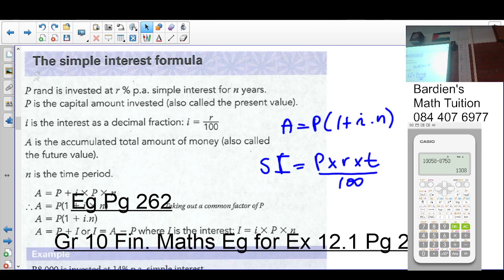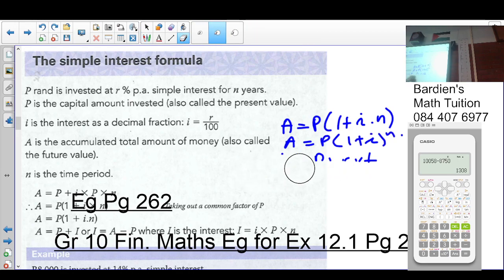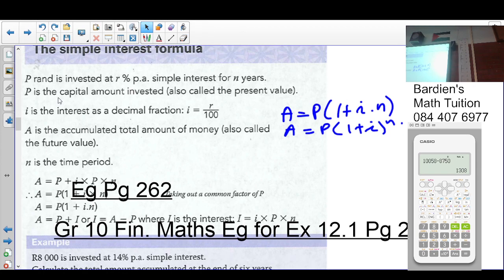Were you exposed to the compound interest formula? What's the compound interest formula? A is equal to P into 1 plus I to the exponent N. Okay. So let's see how they derive this formula.